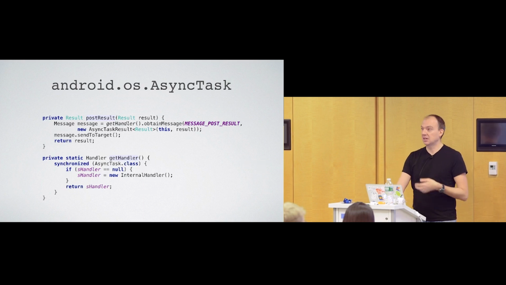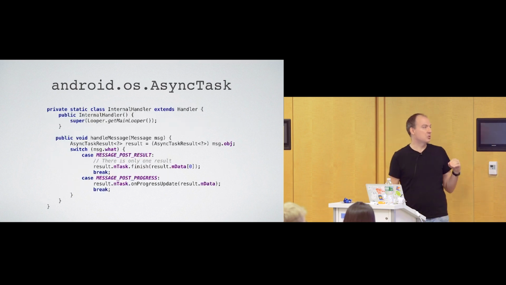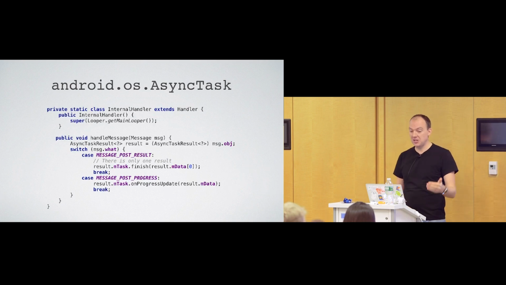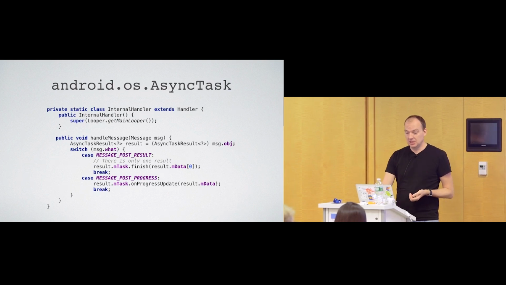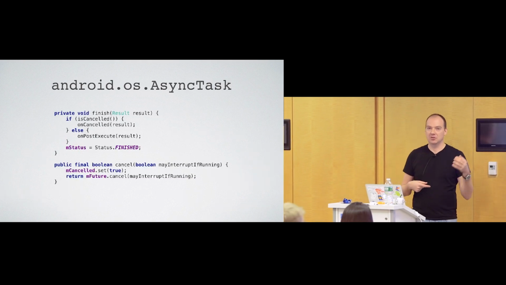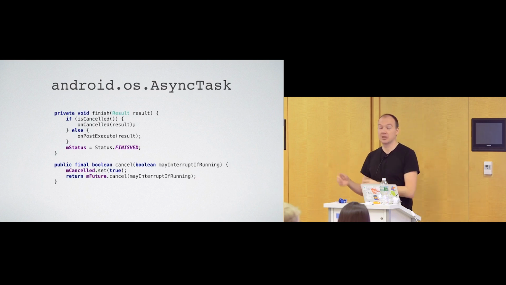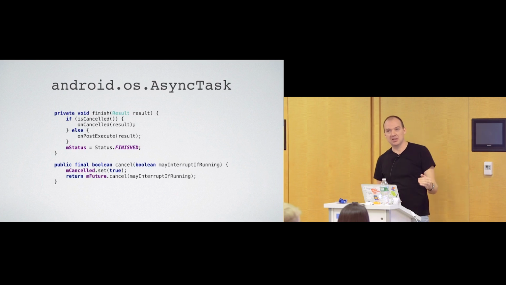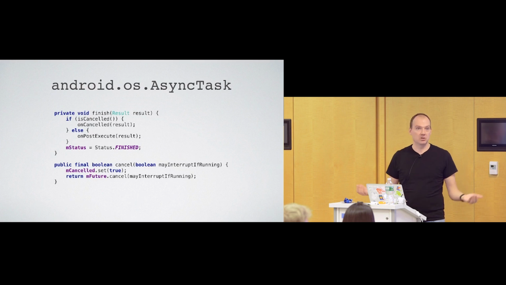The handler itself is a singleton, so all async tasks share the same handler. The handler is an internal handler which runs on the main loop. It takes care of two types of messages, post result and post progress. And when you get post result, it calls finish on this one with the data that is the result. Now, here is where it actually does more than what the handler did. I said that the handler couldn't handle cancellation once something actually started running. So it checks in the finish method, which will be running on your main thread, if it has been canceled at that point. And in that case, it calls on cancel instead. Otherwise, on post execute with the data.